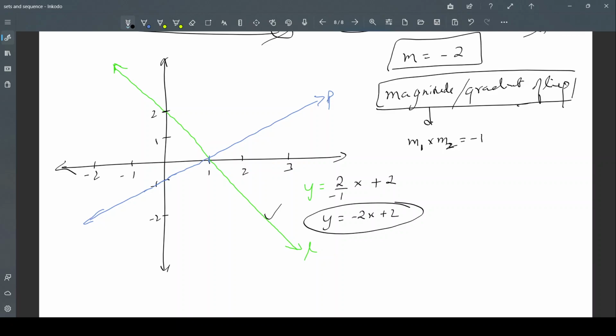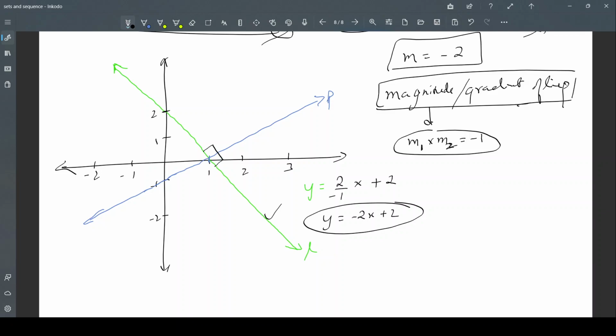I did not say one word, that is perpendicular. Whenever the lines are perpendicular, when two lines, the line L and P, are perpendicular to each other, you have to keep this relation in mind. The magnitude of the first line and the magnitude of the second line that is perpendicular to it will be equal to -1.